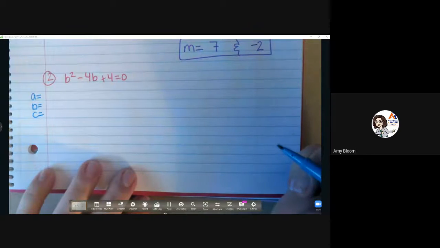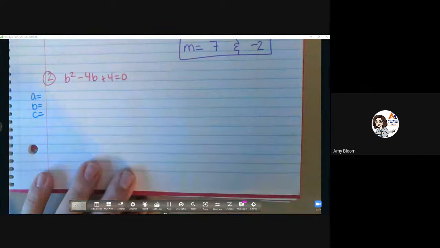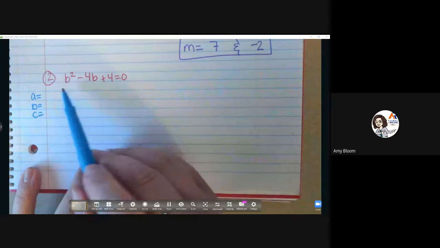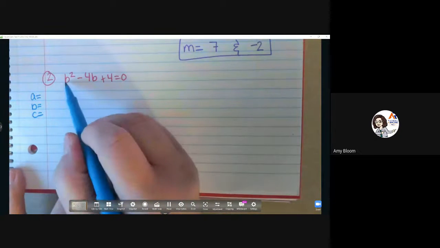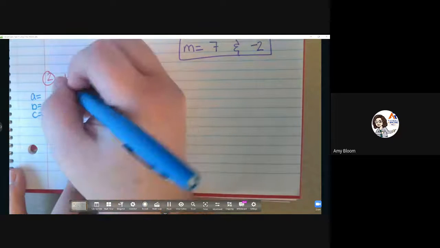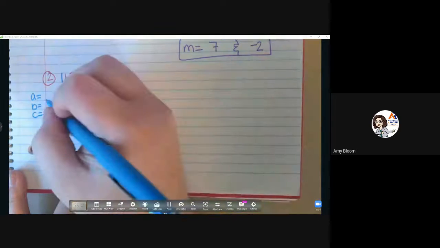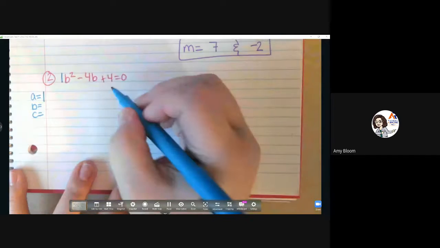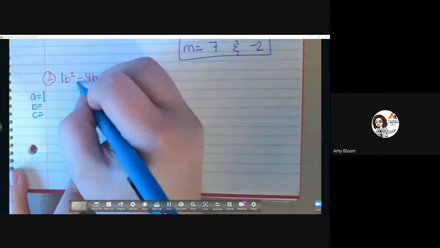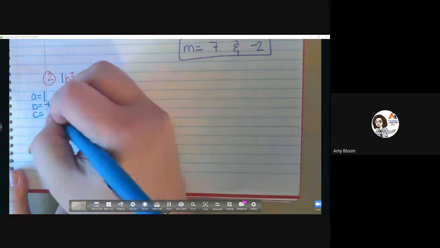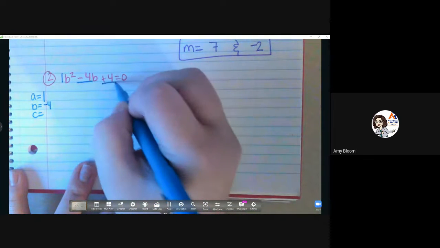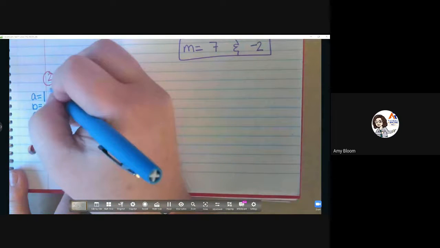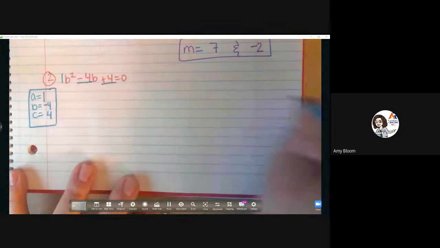A is whatever's in front of the squared term. Now don't get confused. We're doing a's, b's, and c's, but our variable is a b. So don't get confused there. Whatever's in front of the squared term, which is technically a 1, is your a. Whatever's in front of the plain variable is your b. And whatever's just a number by itself, the constant, is your c. So we've identified a, b, and c.